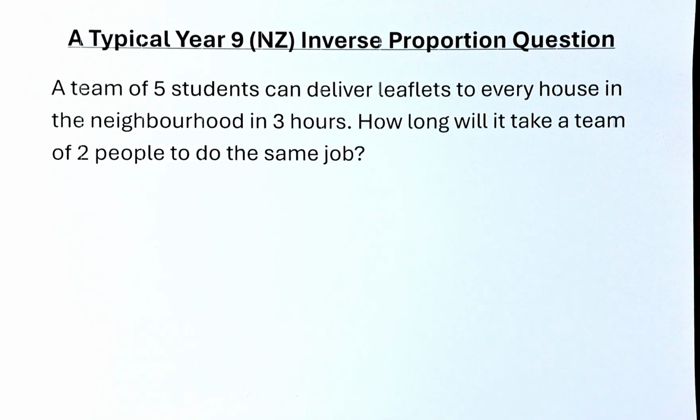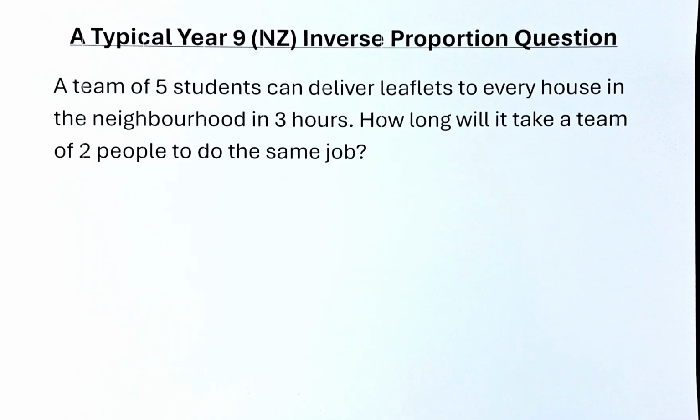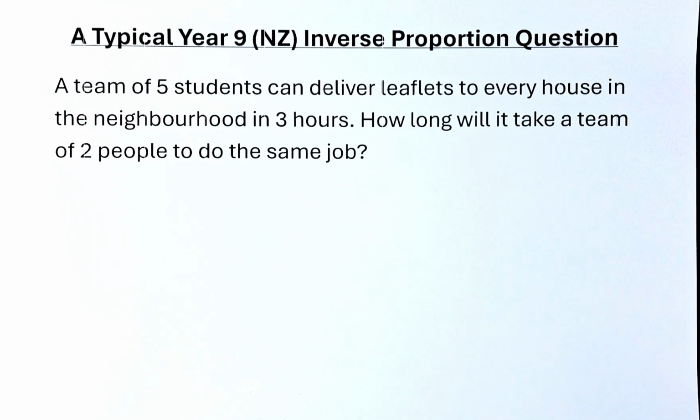So this is an inverse proportion because as the number of students decreases, from 5 students to 2 students, I would expect the number of hours to increase. So as the number of students decreases, the number of hours to be done has to increase. So we shall work this out. This is called an inverse proportion type of question.